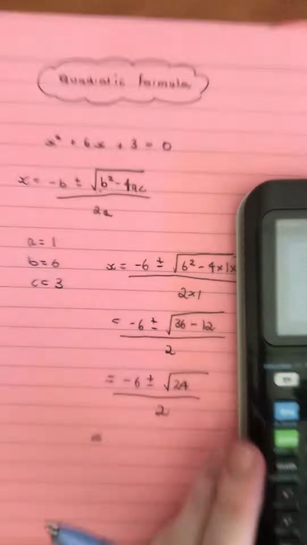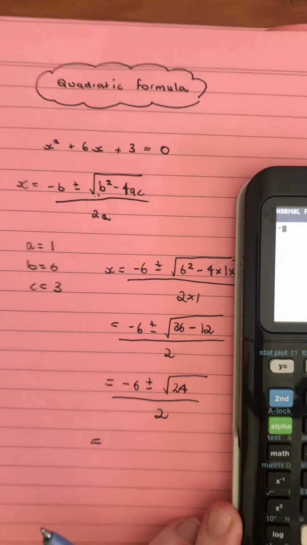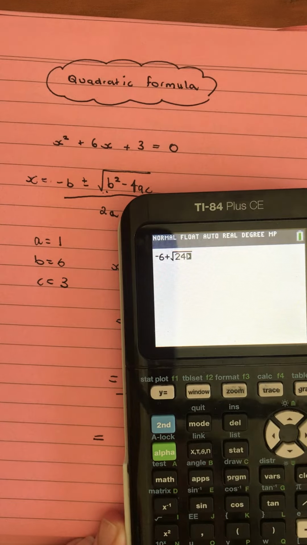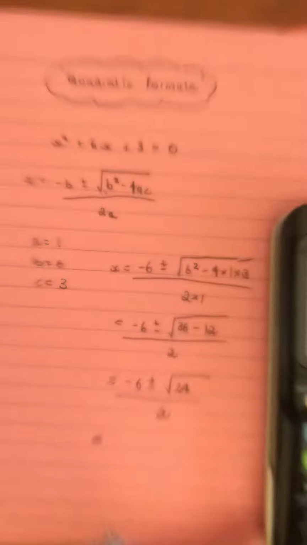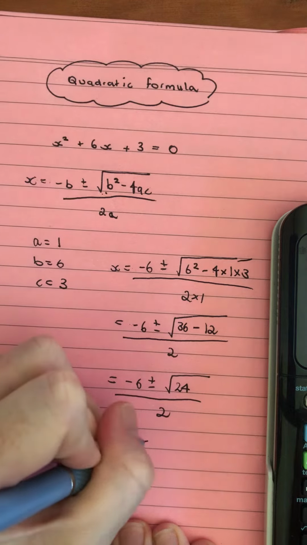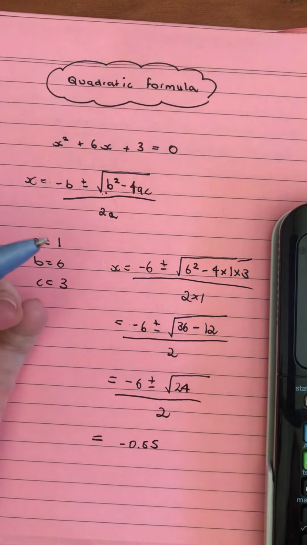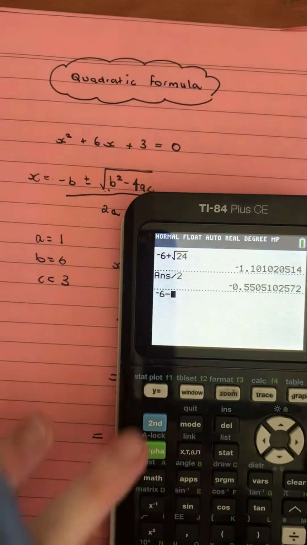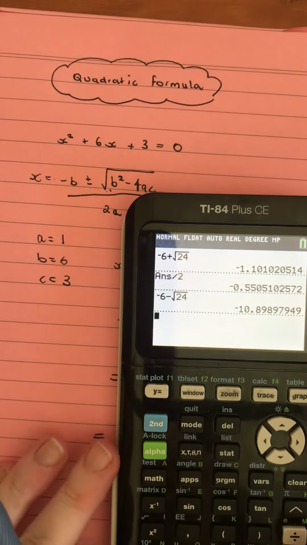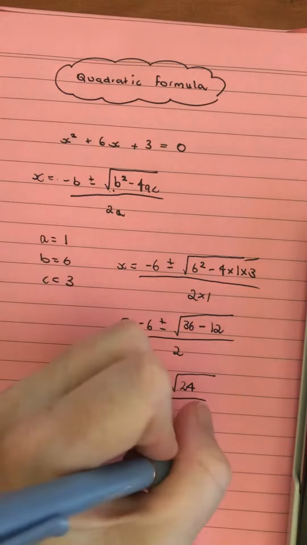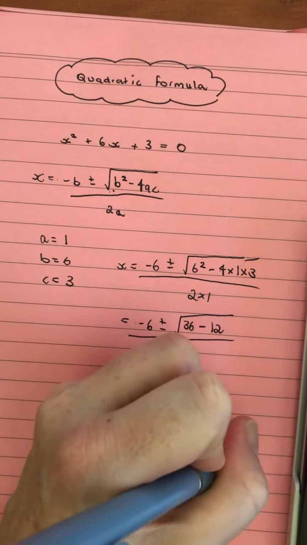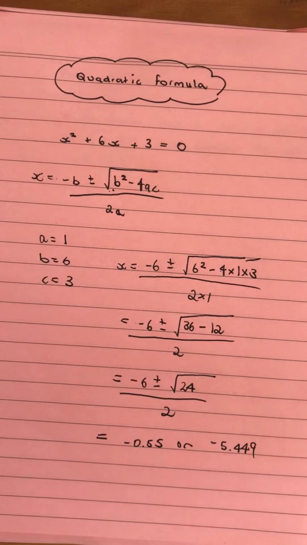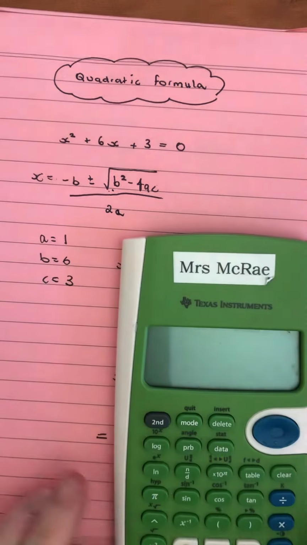So I'm going to grab my calculator. I'm going to do negative 6 plus the square root of 24, and then I'm going to divide by 2, and I get negative 0.55. Then I'm going to do negative 6 take away the square root of 24, and then divide by 2, and I get negative 5.449.